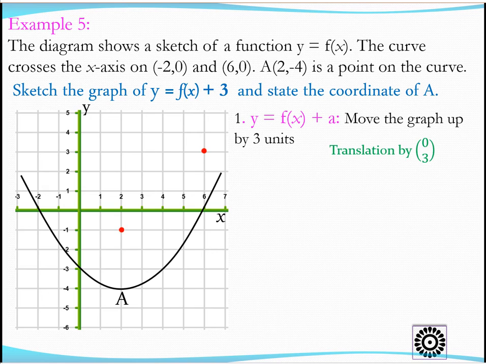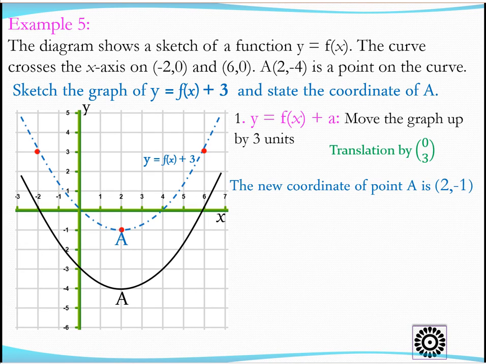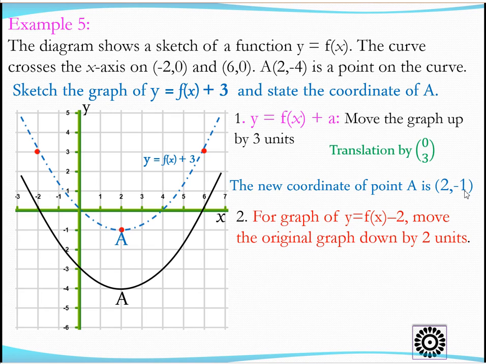We can just shift the graph. So each y coordinate goes up by 3 units. As you can see, exactly. So that's our graph. And the coordinate point, like we said, is only affecting y. So if a is 2, -4, going up 3 units will be -1. So that's 2, -1.